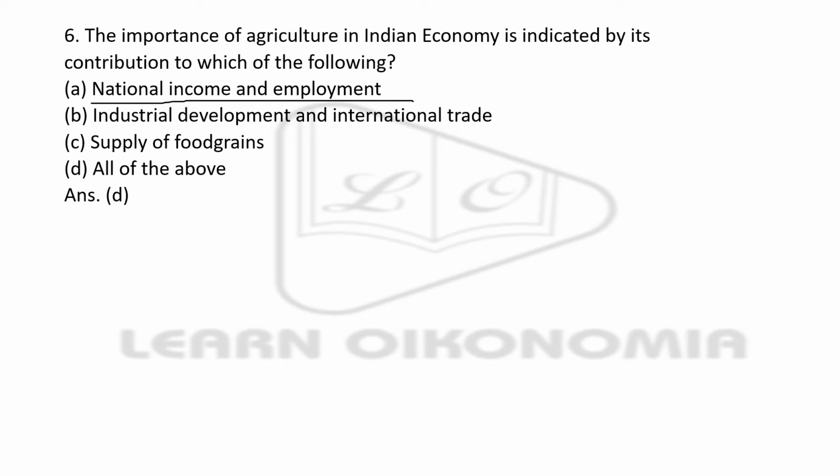And if you look into the other options, you can see that industrial development and international trade, again, it is contributing. We are exporting a lot from the agriculture sector to other countries, and also it is promoting industrial development. How? It is providing raw materials for the industries, and using these raw materials, the industrial sector would be producing certain other products, and also it is supplying food grains, which we are using from the agriculture sector. So in that case, the right answer is all of the above.